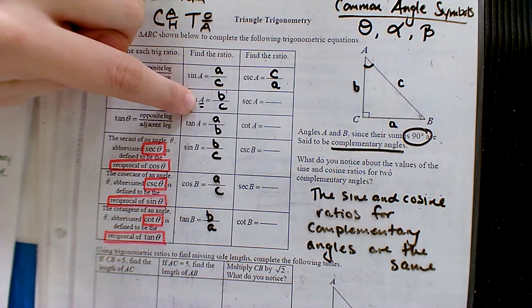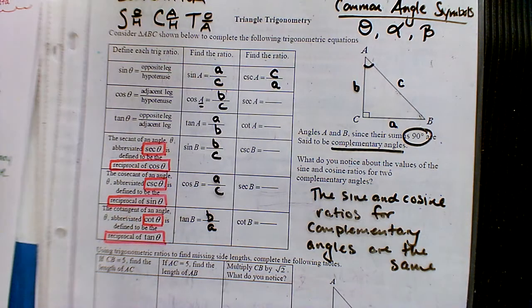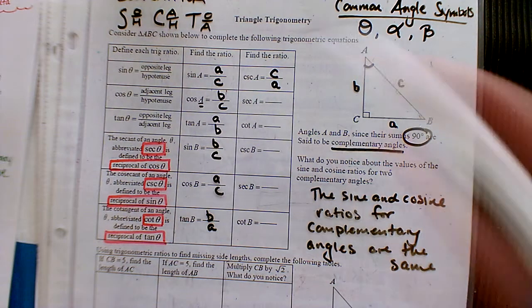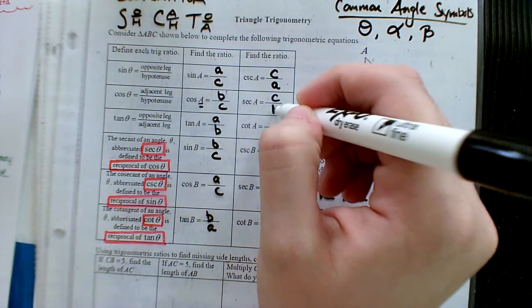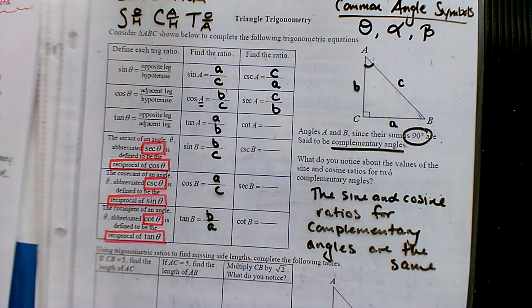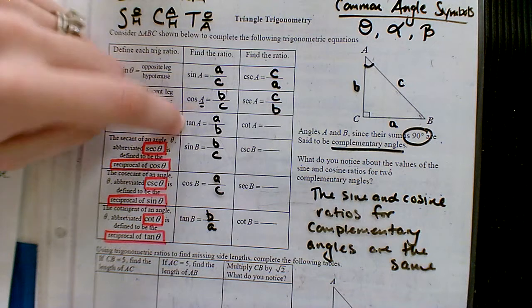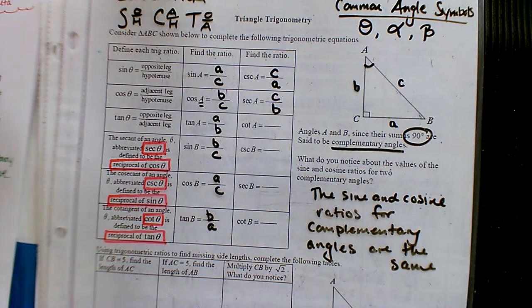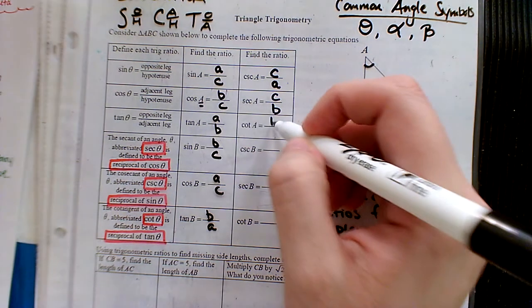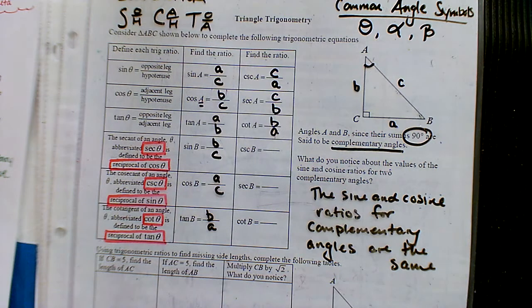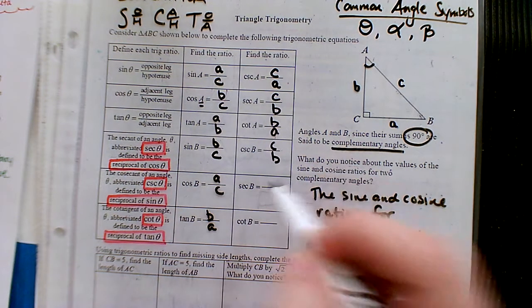All right, so very similarly, secant is the reciprocal of cosine. If cosine of angle A was B over C, then secant of angle A should be C over B. We're going to flip it. Same thing with cotangent. If tangent of angle A was A over B, then cotangent of angle A would be B over A. We're going to flip it. I think you guys can fill in the rest of them.